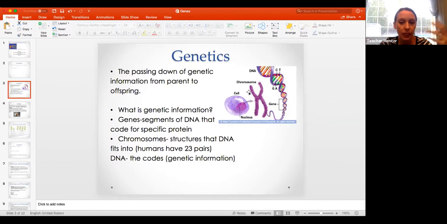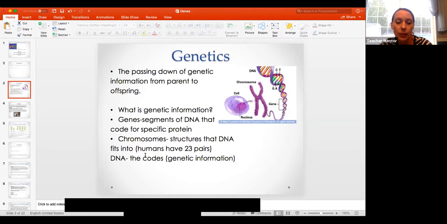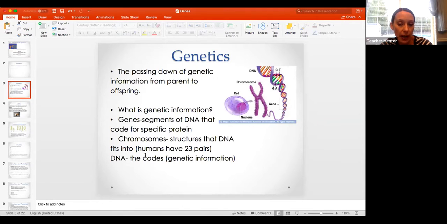Genes are segments of DNA that code for a specific protein. So genes carry that DNA. And then chromosomes are structures that DNA fit into. And in humans, we have 23 pairs.